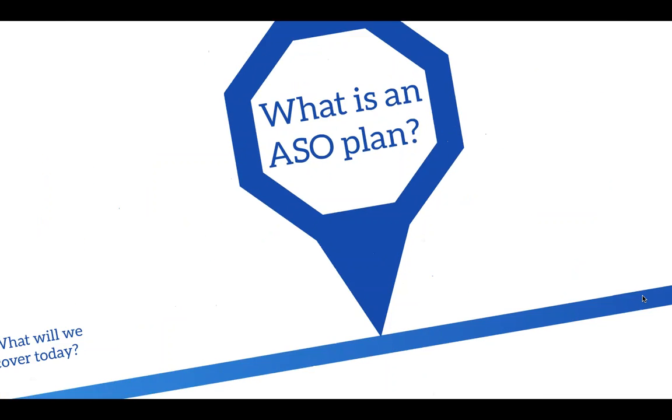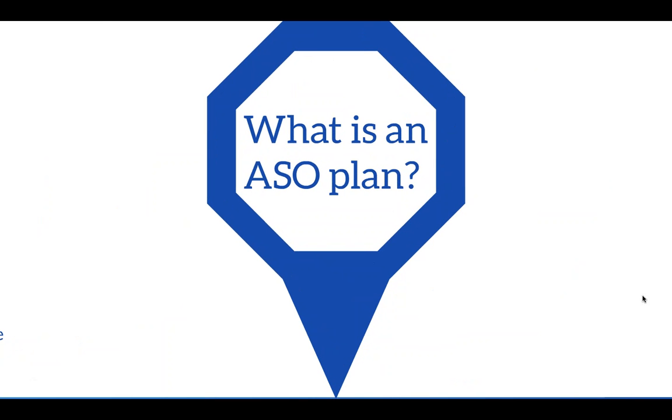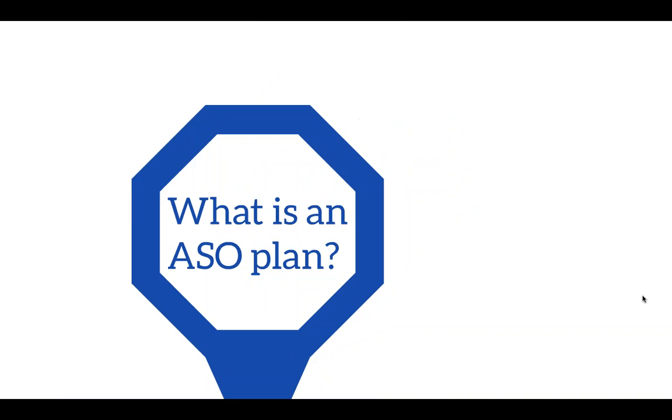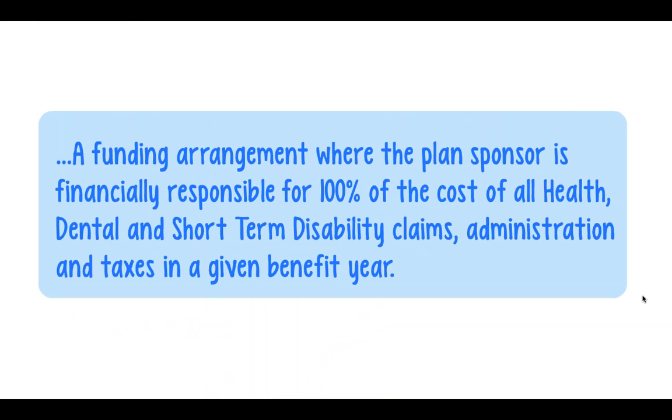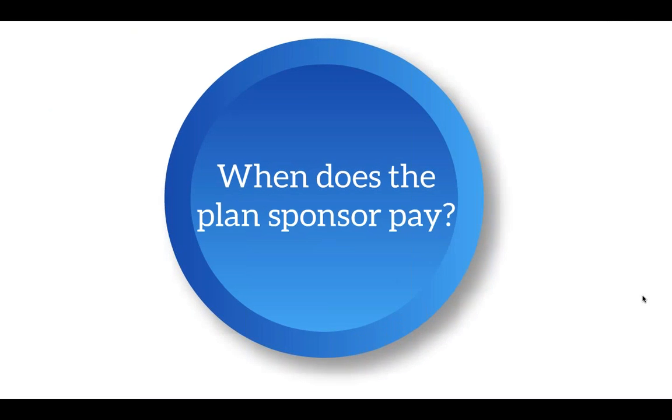So let's get started. First of all, what is an ASO plan? People might think it's just an administration services only plan, but what does it really mean? Well, it's a funding arrangement where the plan sponsor is financially responsible for 100% of the costs of all health, dental, and short-term disability claims, administration, and taxes in a given benefit year. It's quite simply, you kill what you eat, and you're responsible for that. So an ASO plan is nothing more than a funding arrangement that an employer has as part of their employee benefit program.